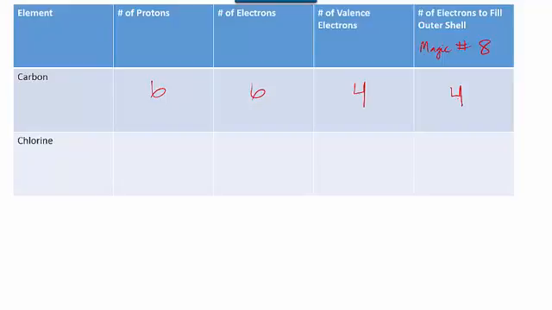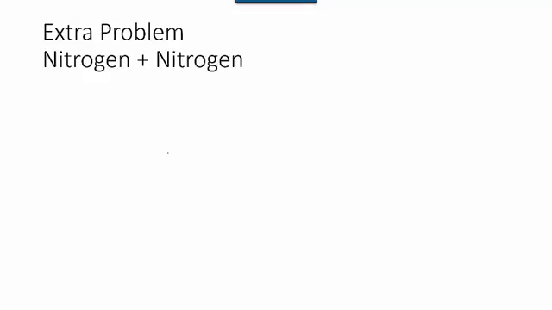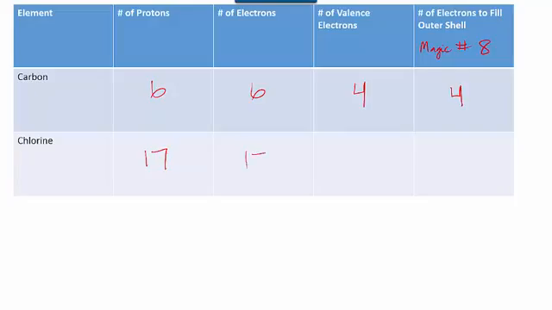Now, chlorine, on the other hand, is in group 17. It actually has the atomic number 17, so it has 17 protons. And again, because protons are equal to electrons, it has 17 electrons as well. The number of valence electrons in the group 17 family would just be 7. And so in order for chlorine to fill its outer shell, it only needs 1 more, to meet that magic number of 8. So again, hydrogen is the exception. Hydrogen is happy with 2, and everything else has to be 8.